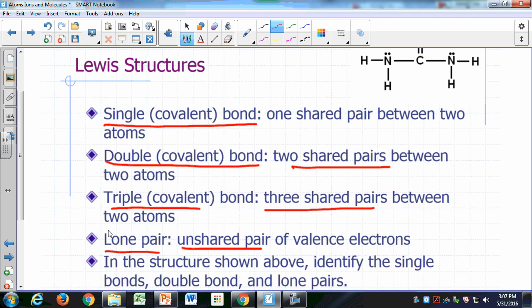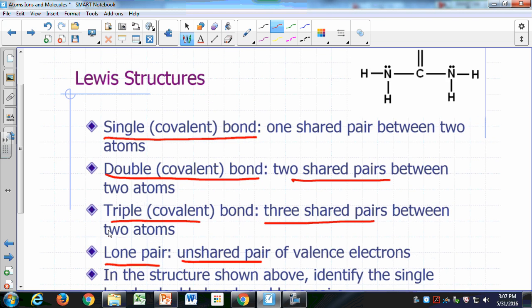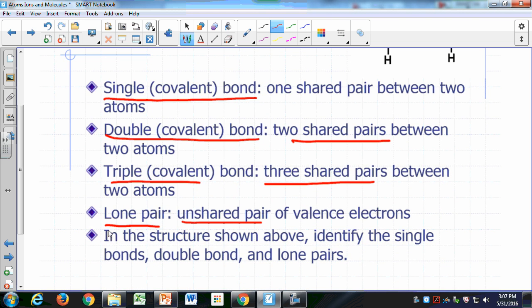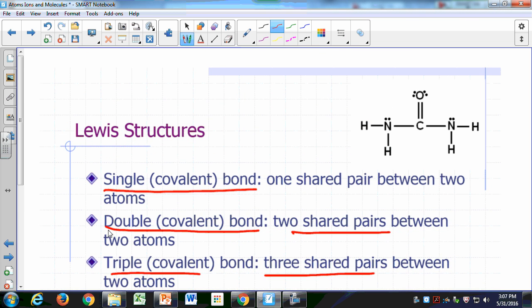So in the structure shown here for urea, I identify single bonds, double bonds, and lone pairs. What would you call this one? Single. This one? Single. This one? Double. That's a double bond. That's a single bond. And that's called a lone pair.